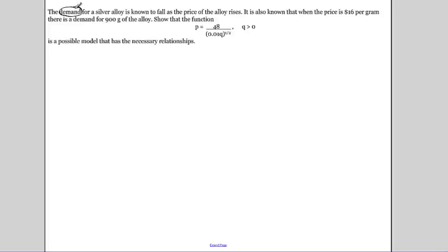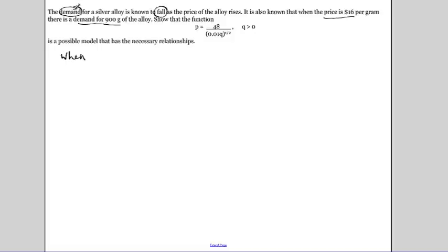So there are two things we need to check. First, we need to check that the demand is falling, in other words, that we have a decreasing function. And we need to verify that when the price is $16 per gram, there is a demand for 900 grams of the alloy. So the second thing to check is faster, and so we'll look at that first.